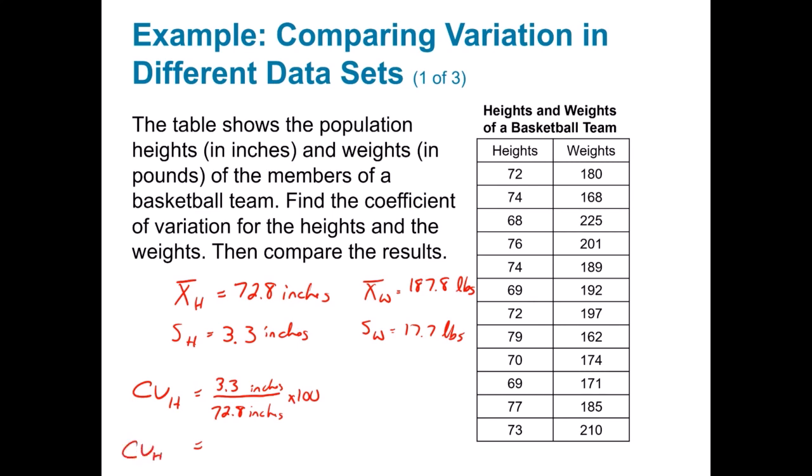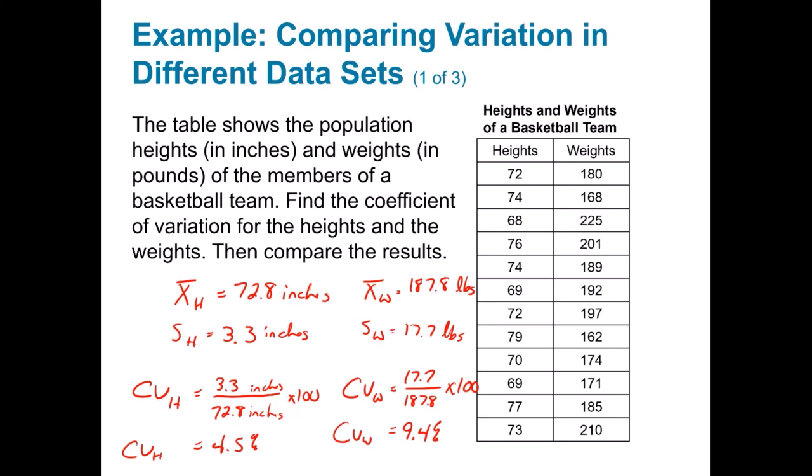So when we do that, what do you get in this case? I'm just going to round to one decimal place. So 4.5%. So our height has a coefficient of variation of 4.5%. Or in other words, that standard deviation is 4.5% of your mean. That's what it's really saying. So then you do the same thing for your weights.